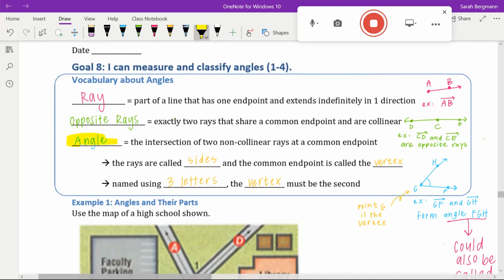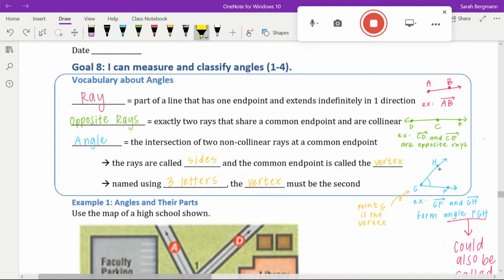Next is an angle. An angle is the intersection of two non-collinear rays. So notice in this example, the rays GH and GF do not make a straight line. So this is called an angle. These rays GH and GF are called the sides of the angle. And the point that the rays share, point G, is called the vertex.